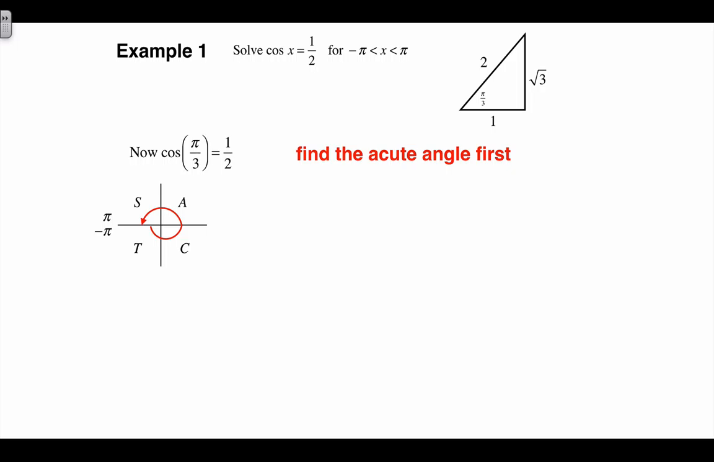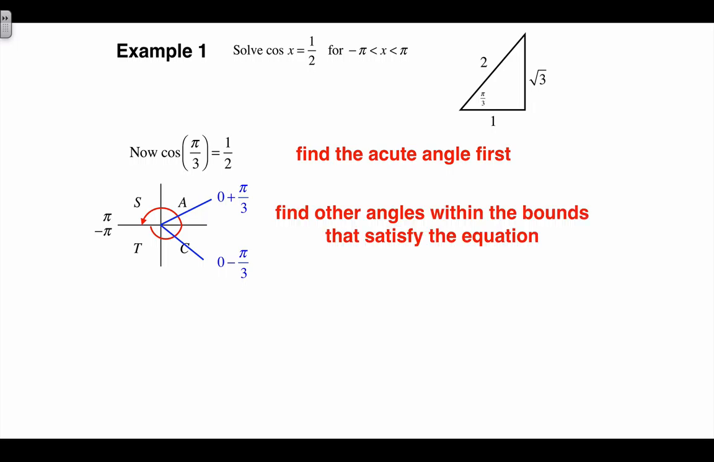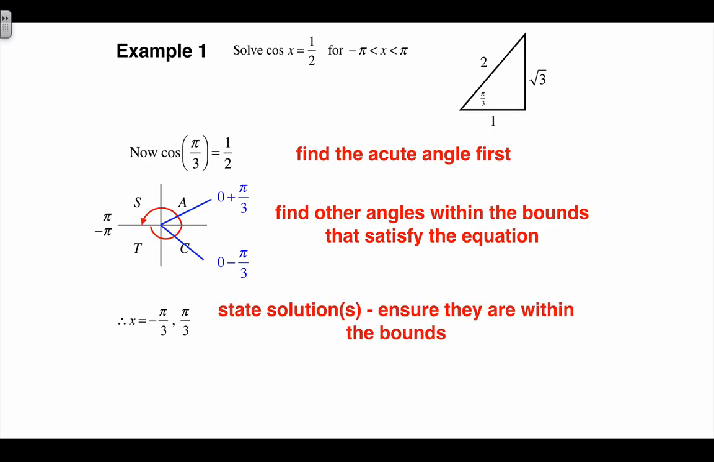Cosine is positive in the first and the fourth quadrants. So that'll be 0 plus pi on 3 or 0 minus pi on 3. Remember, we're going from minus pi through 0 through into pi. So the solutions to our first set of equations are minus pi on 3 and pi on 3. It's also really important to always check that the solutions are within the bounds of the original question. The original bounds were between minus pi and pi.